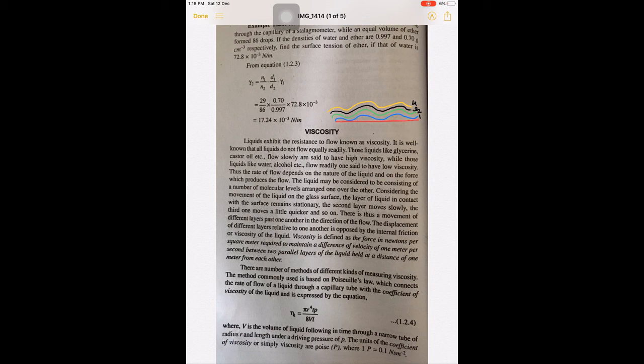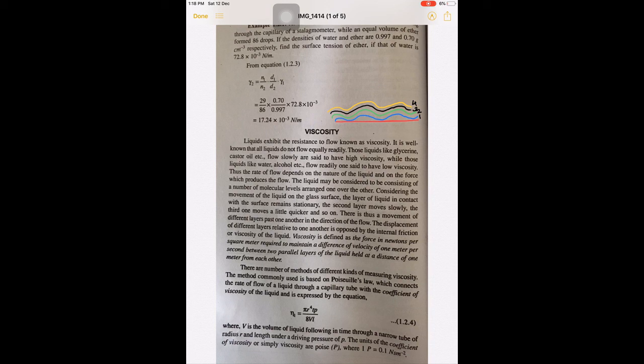Now viscosity is defined as the force in newtons per square meter required to maintain a difference of velocity of 1 meter per second between two parallel layers of liquid held at a distance of 1 meter from each other. So see here the definition of viscosity: it is the force in newtons per square meter required to maintain a velocity difference of 1 meter per second between two parallel layers of liquid held 1 meter apart. That is the viscosity of the liquid.